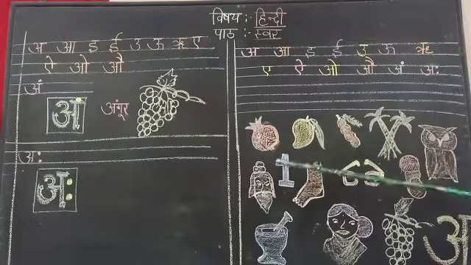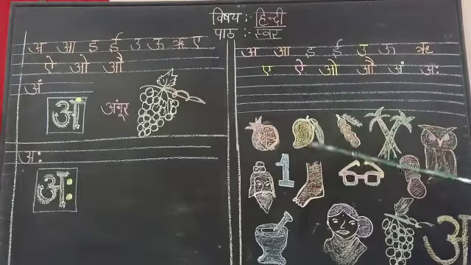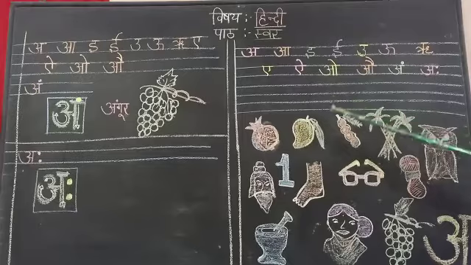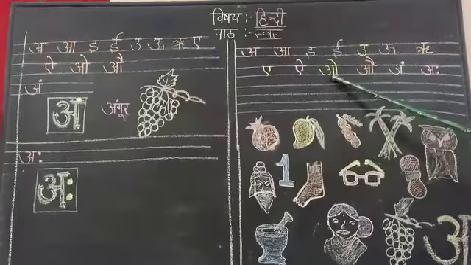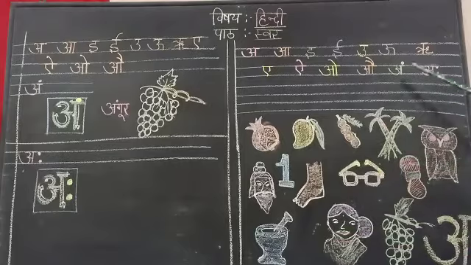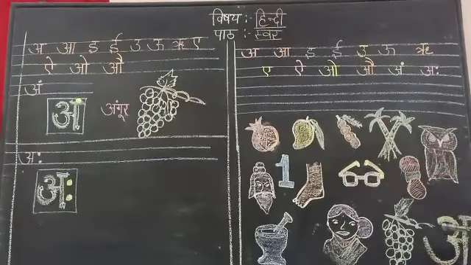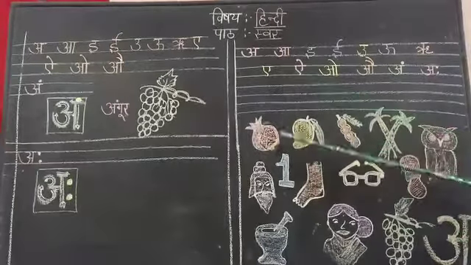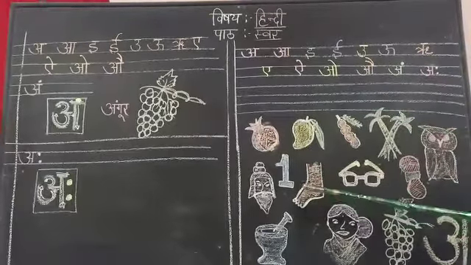Ri says Rishi. E says Ek. Ai says Ainak. O says Okhli. Au says Aurat. Am says Angur. Aha says Aha. A says ek aur A says AD.